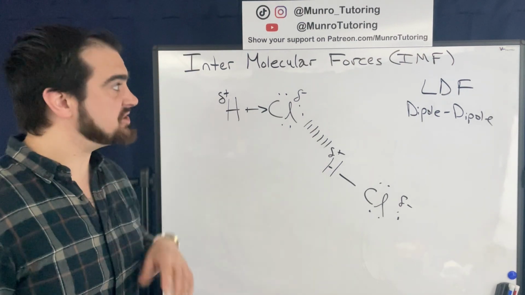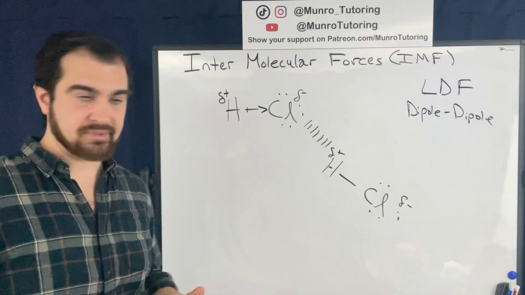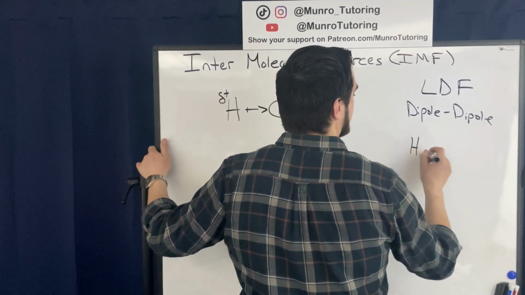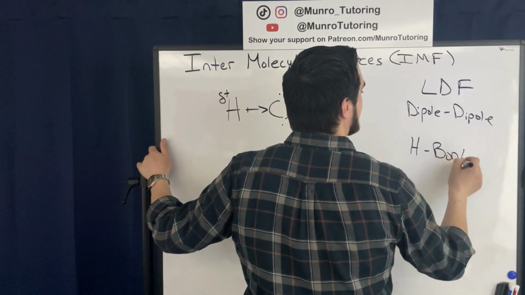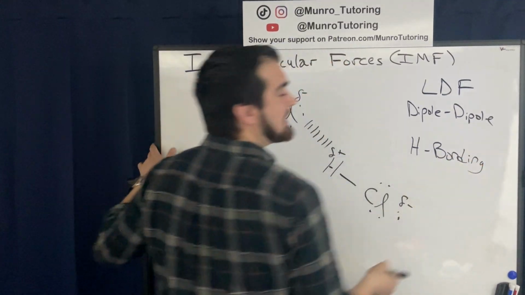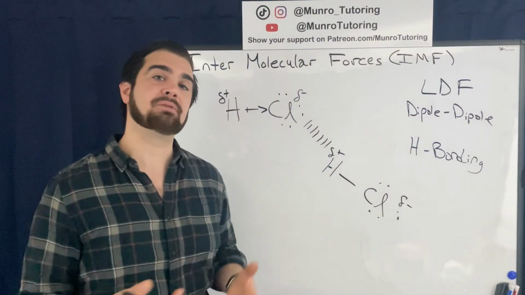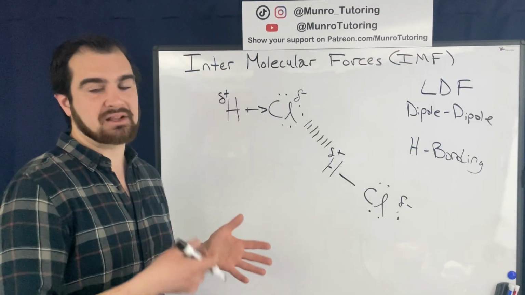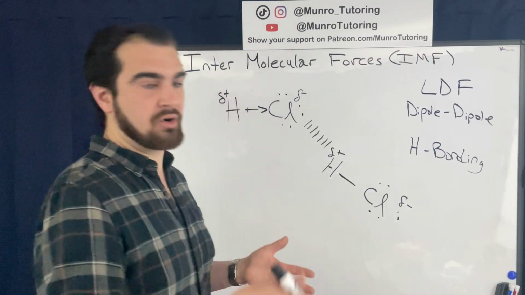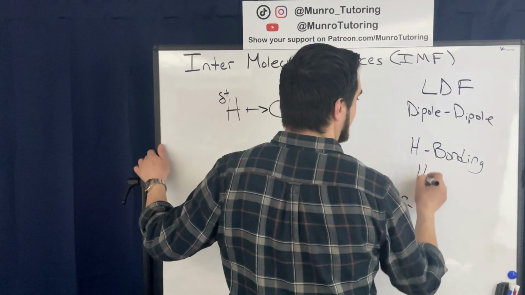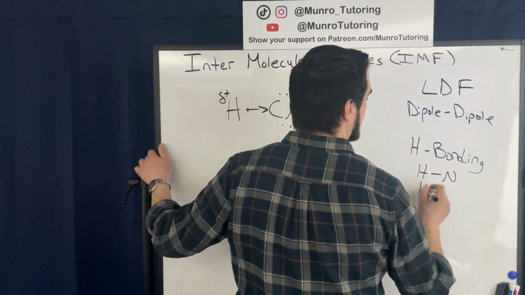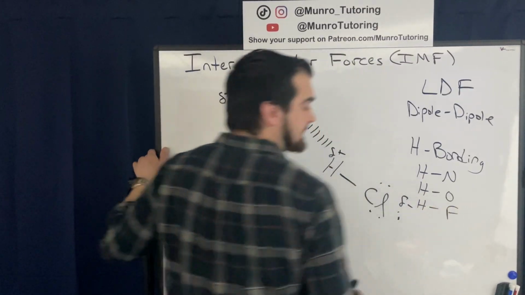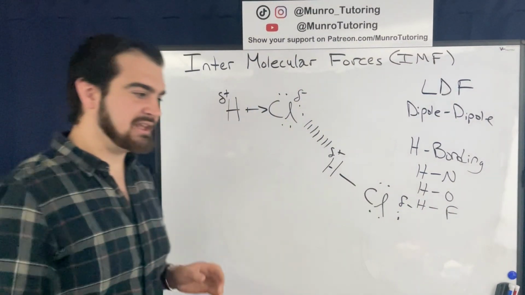Now let's continue on to hydrogen bonds. Hydrogen bonding is sometimes described as a special case of dipole-dipole interactions with molecules that have an H directly bonded to an N, O, or F. So it's going to be H bonded to N, O, or F. But that's not really technically true.